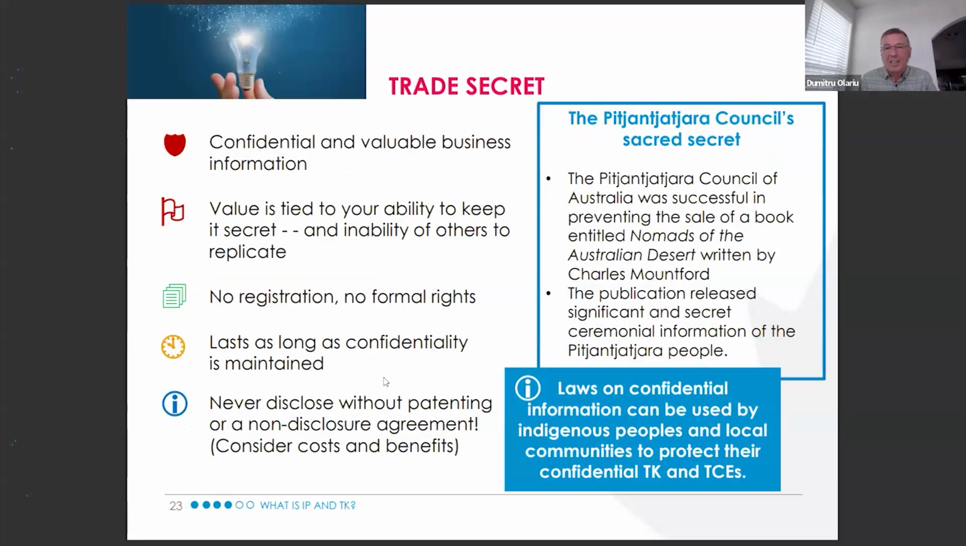So trade secret is another form of IP that has been mentioned as one of the main types of IP that you find in Canada. It deals with confidential and valuable business information, which may be product related or trade related.